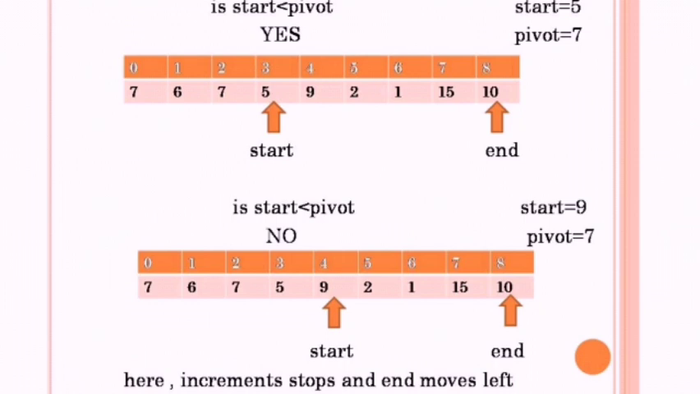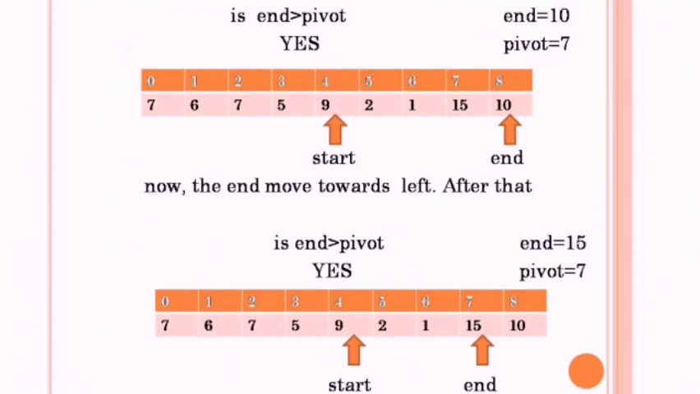Now going to the end point. Here the end point is 10 and pivot is 7. Apply the condition. Is end greater than pivot? Yes, end is 10 and pivot is 7. So we need to decrement, move the end point towards the left, that is to the index 7.